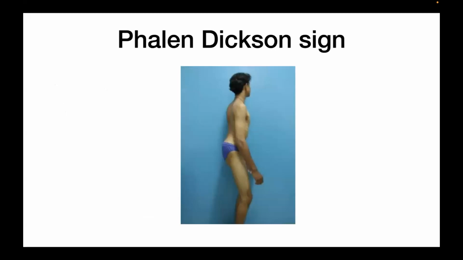This is the classical Phalen-Dixon sign, usually seen in high-grade spondylolisthesis, where we can see the exaggerated lumbar lordosis. There is flexed hip and flexed knee, and the patient stoops forward. He will have a crouching gait.